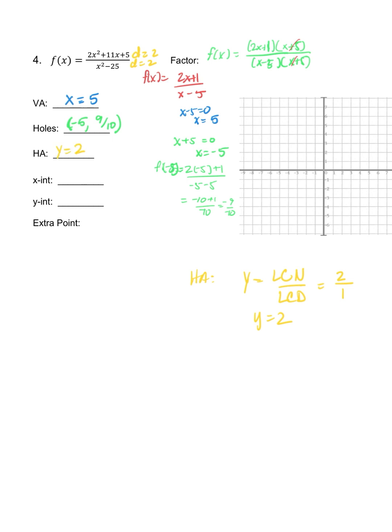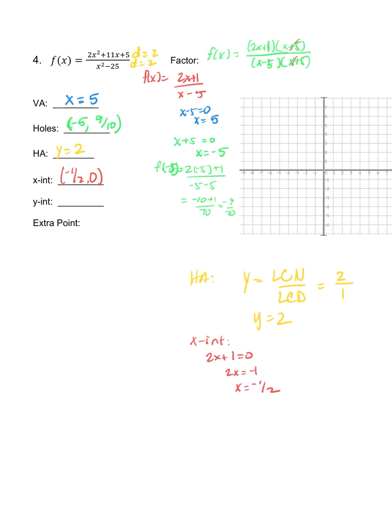X-intercept, so we look at the numerator only and we set that equal to 0. Okay, so for my x-intercept, I'm going to set the numerator equal to 0: 2x plus 1 equals 0, 2x equals -1, x equals -1/2. So we have (-1/2, 0).